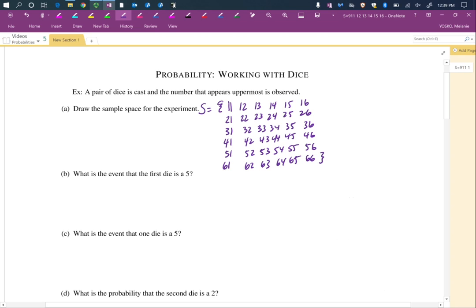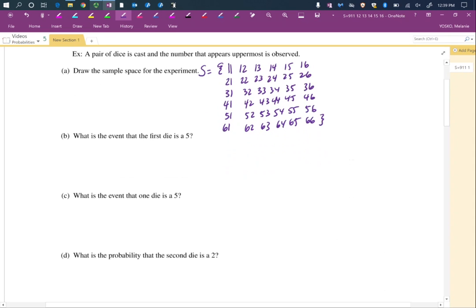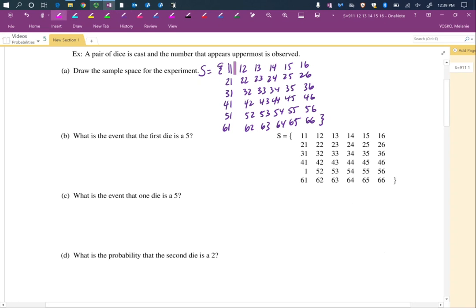What is the event that the first die is a 5? So first die is a 5. So I'm actually going to scroll down a little bit. I'm going to give you the sample space typed up. That way we can circle it very easily. So if the first die is a 5, remember my notation was like first, second, first, second, first, second. So if the first die is a 5, I'm looking at this right here.